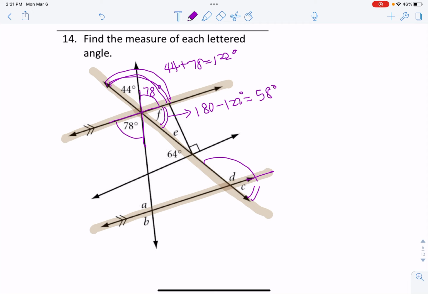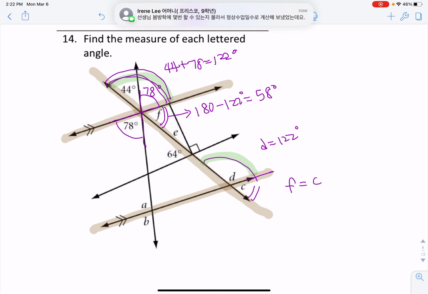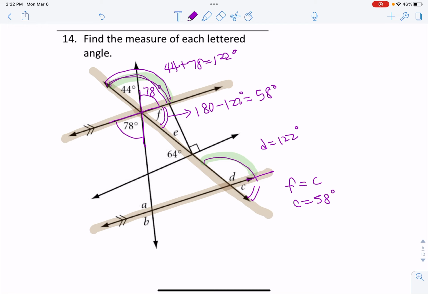And we know that because of this angle same as this angle, so we can say angle D will be 122 degrees. And then F is equal to C, and because F is 58, angle C will be 58 degrees. And then angle F is also 58 degrees.